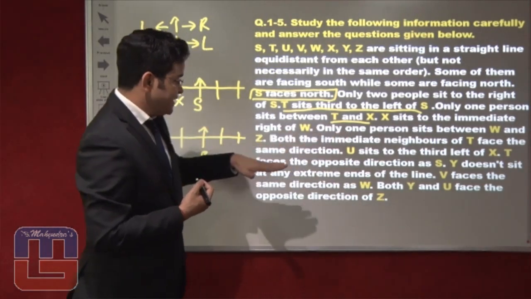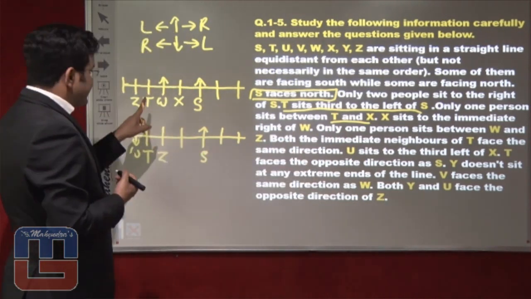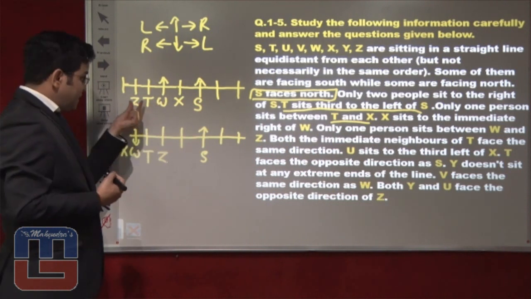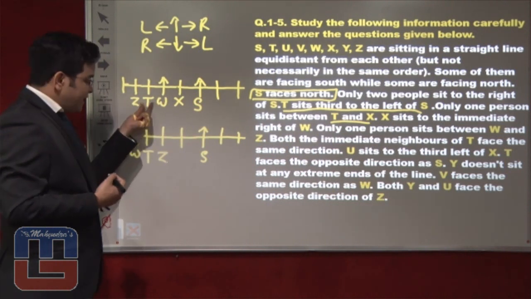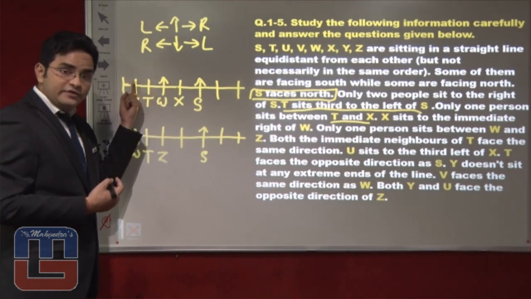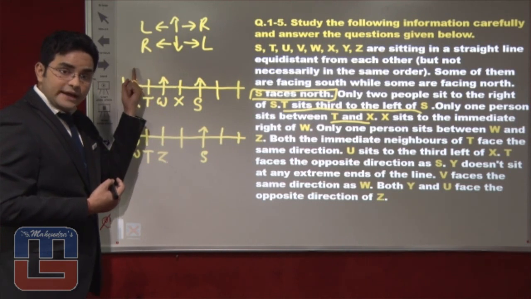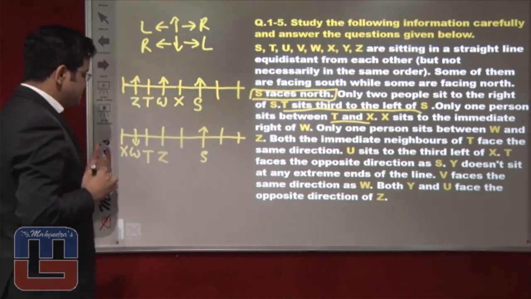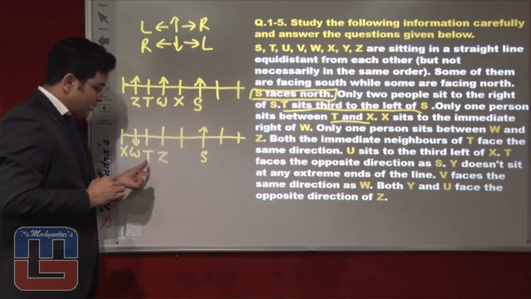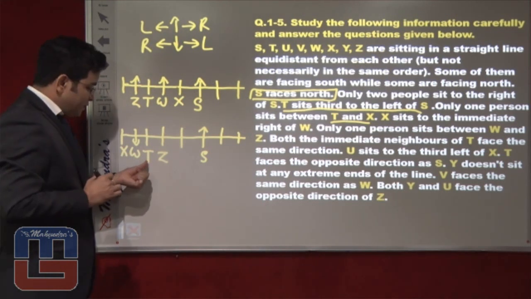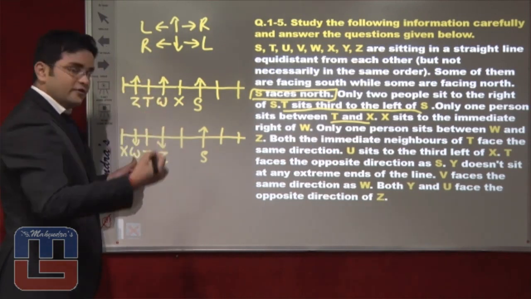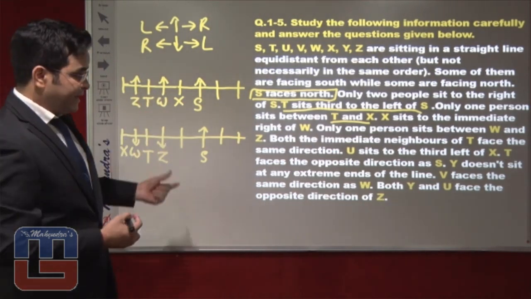Both the immediate neighbors of T face the same direction. Both the immediate neighbors of T. Immediate is what? One is W, the other is Z in this possibility. So one is W and he is facing towards the north direction. It means that the other neighbor of T is facing towards the north direction. Okay, so we'll draw here like this. In this case, if T is here, one neighbor of T is W and the other neighbor is Z. And if one neighbor of T, which is W, is facing towards the south direction, it means that Z is also going to face towards the south direction. Now read out the next statement.